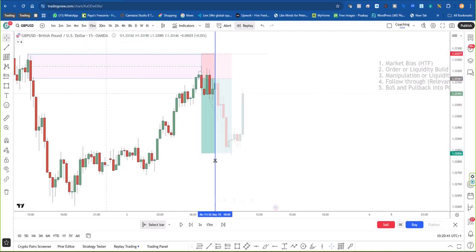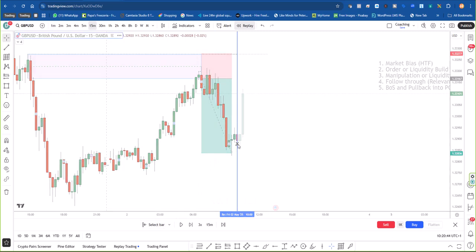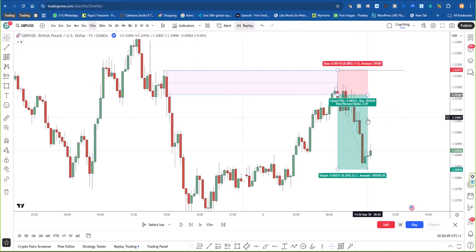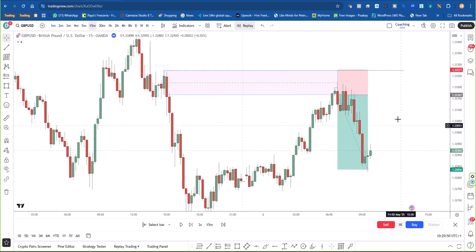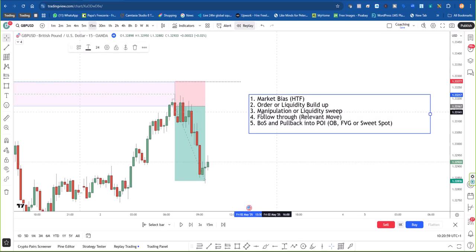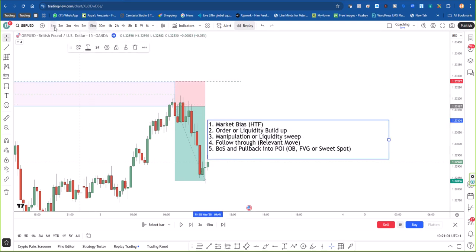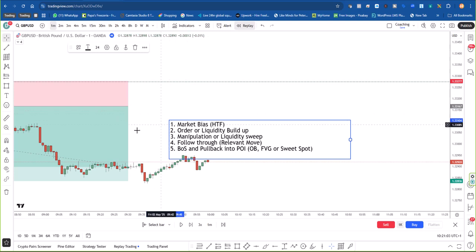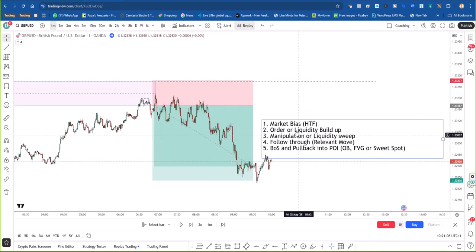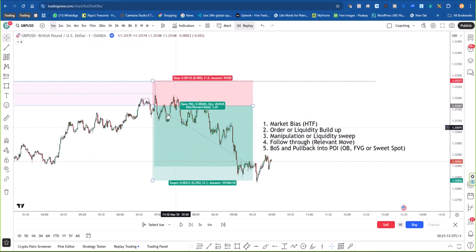Right. So if we go back here, we can see how it all played out. Market bias we know is bearish. Order liquidity build up, we dropped onto this one. So we waited for price to come back all the way into an area of reversal on the higher time frame relevant move, right? So that gives us a higher probability of it working, not a guarantee, but a higher probability of it happening. And then we now looked for manipulation or liquidity sweep.